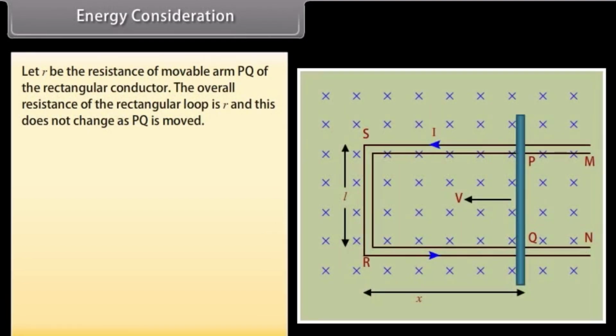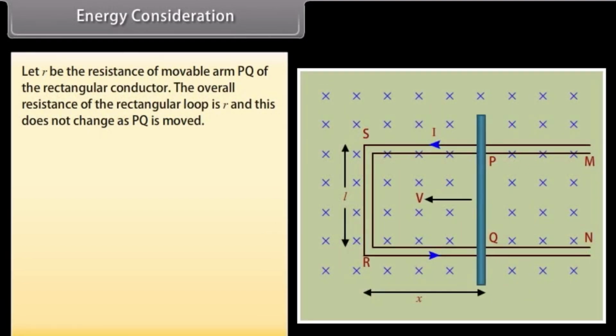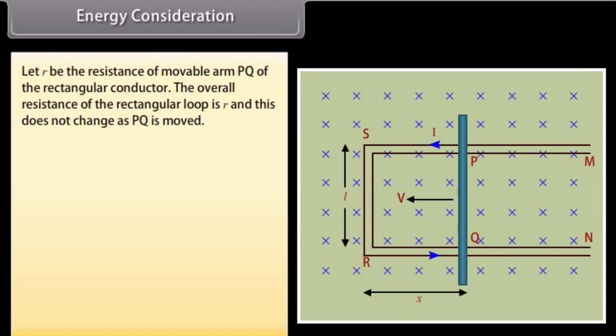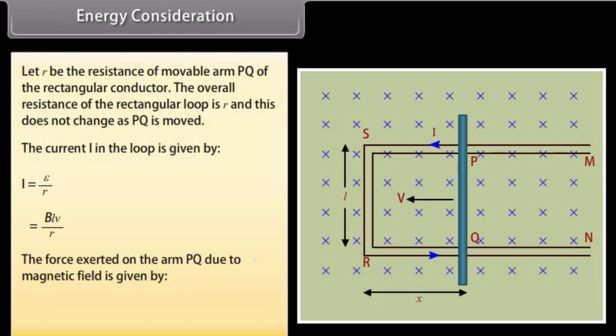Energy consideration. Let R be the resistance of the movable arm PQ of the rectangular conductor. The overall resistance of the rectangular loop is R, and this does not change as PQ is moved. The current I in the loop is given by E divided by R, which is equal to BLv divided by R. The force exerted on the arm PQ due to the magnetic field is given by ILB, which is equal to the product of B square, L square, and v divided by R.